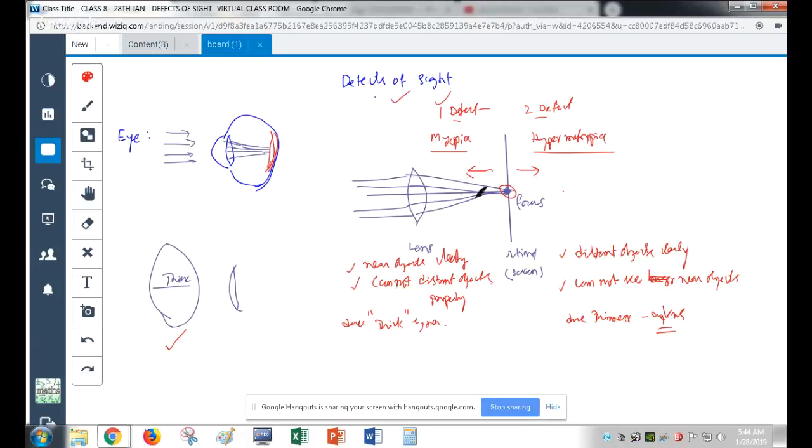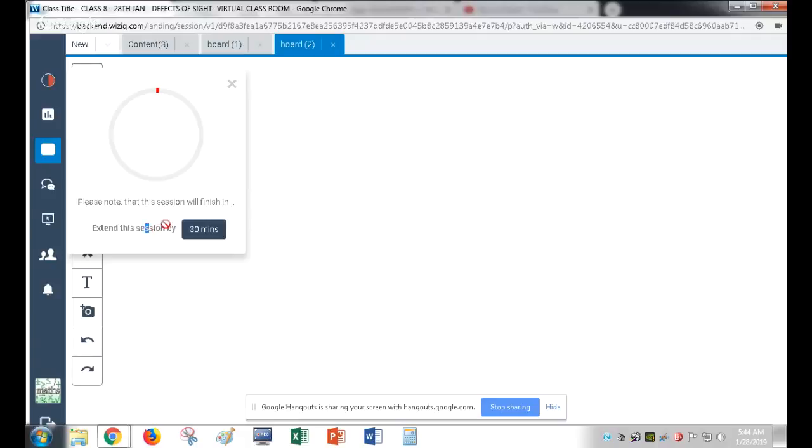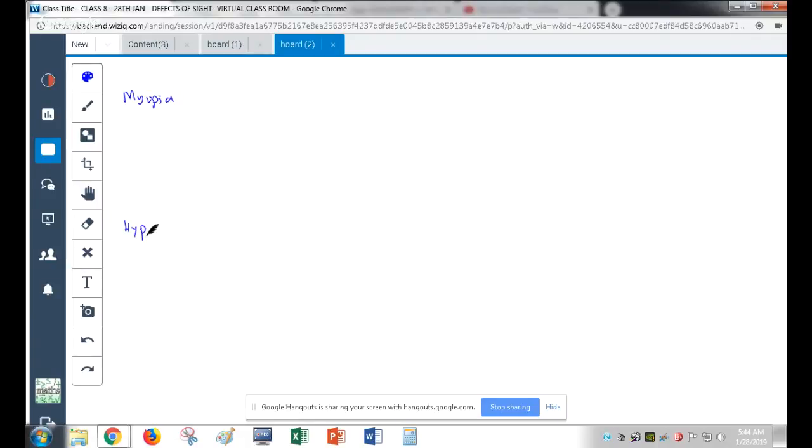Okay, that means what are the two defects? One is myopia, the other one is hypermetropia. Okay, there is one more defect also.